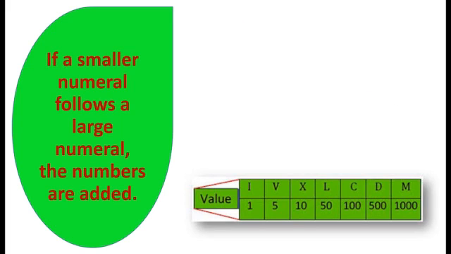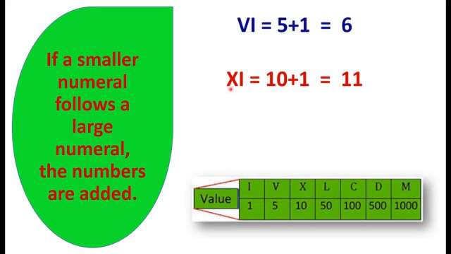The second rule says if a smaller numeral follows the larger numeral, the numbers are added. That means you can see over here the smaller one is coming after the large one. V stands for 5 and I stands for 1. So if the smaller one is coming after the large one, then we have to add both the values. That is why we have added here 5 plus 1, that is equal to 6.